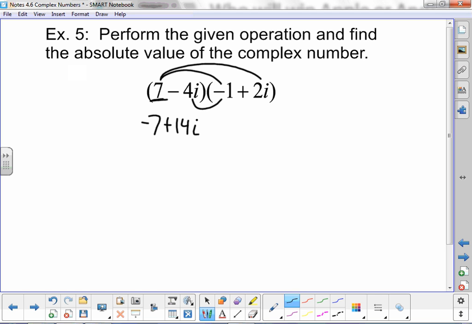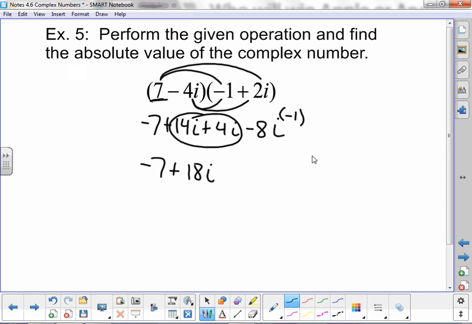This part is going to be a positive 4i, and this part is going to be a negative 8i. These two combine. This i turns into a negative 1. So it's going to be negative 7 plus 18i, and that'll come up plus 8. So this is going to be 1 plus 18i. Now we just performed the operation and got that complex number.